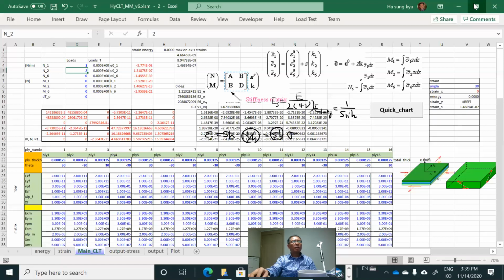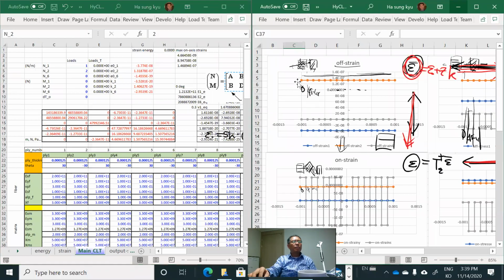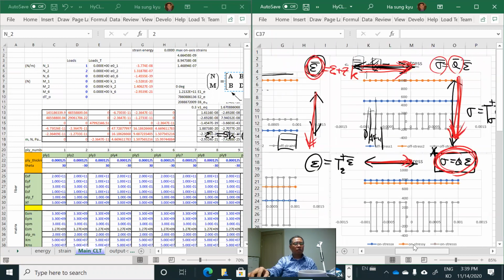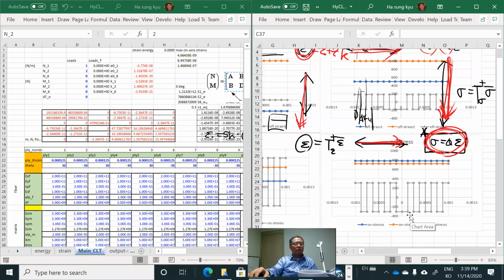And again, the load is given like that. Please pay attention to how much the strain and stress are. Very importantly, the on-axis stress is the same, because it is all plus minus and a balanced laminate.